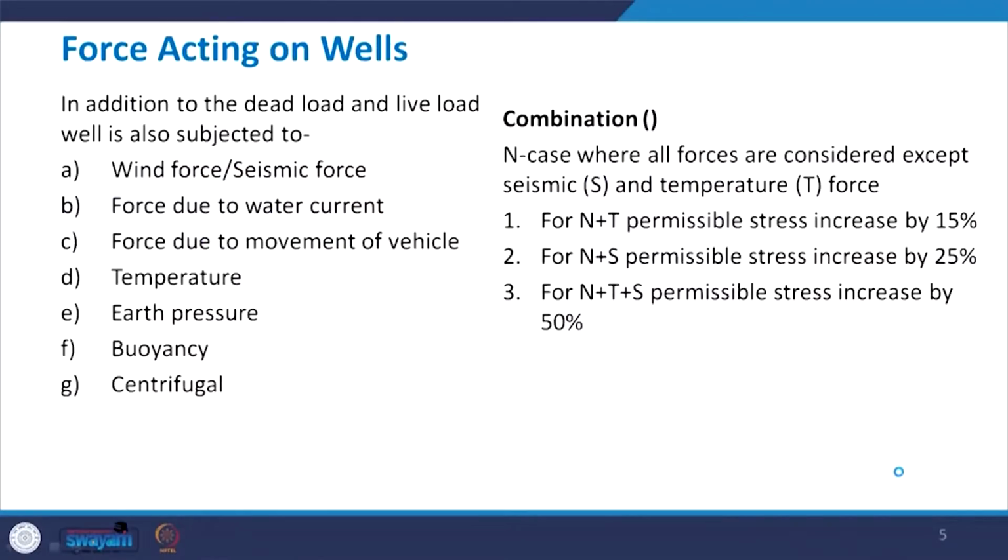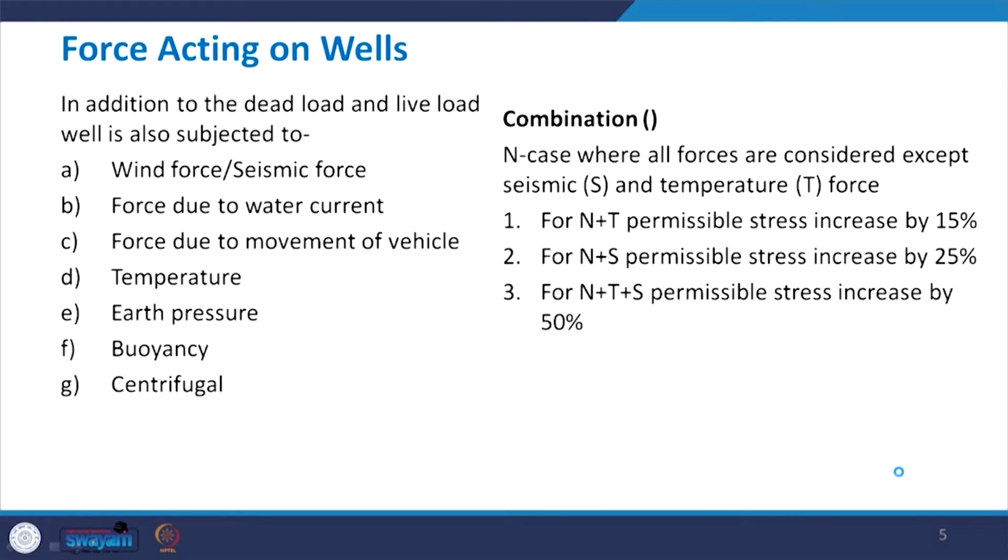Thank you for coming for this lecture, and we will continue from the last lecture, well foundation. When we talk about the well foundation in the introductory part, one last part was on the forces. One of the issues was forces acting on the wells. We will talk about that before talking about the lateral stability of the well foundation.